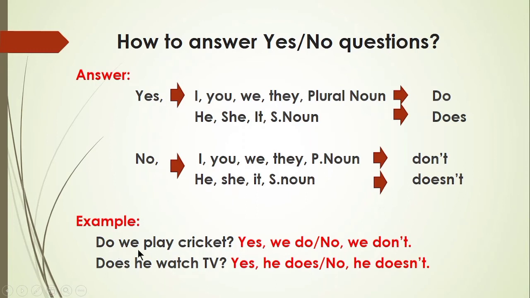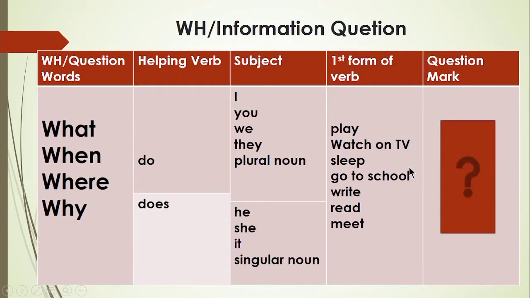For example, do we play cricket? Yes, we do. If we give the answer in no, no, we don't. Does he watch TV? Yes, he does. Or no, he doesn't. So that is how we answer yes no questions.